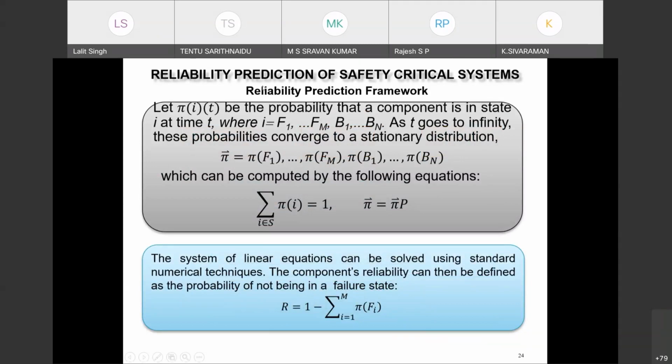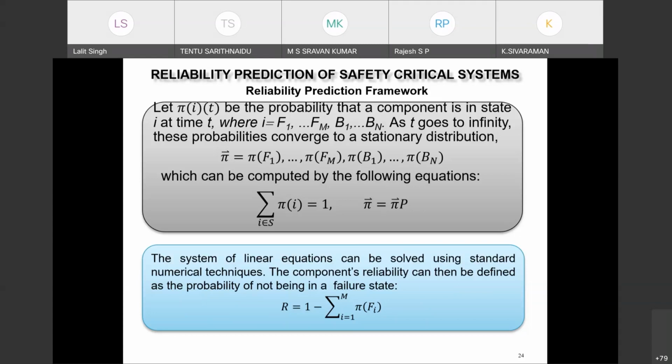So suppose let pi_i(t) be the probability that a component is in the state i at time t, where i can be failure states or behavioral states that we have already discussed. And then if t goes to infinity, these probabilities converge to a stationary distribution. It is very important to understand the meaning of this. It says that when it takes a longer time, a system converges to the stationary distribution, or to stability. For example, suppose you have a glass, fill it with water, and put it down on the table. You will find that at the initial time the water was zigzagging, but after some period of time it will become stationary.